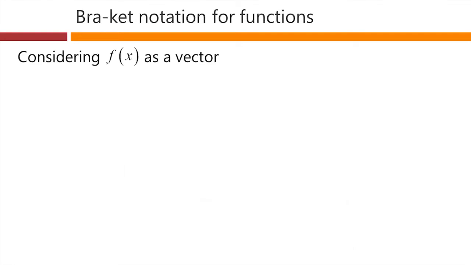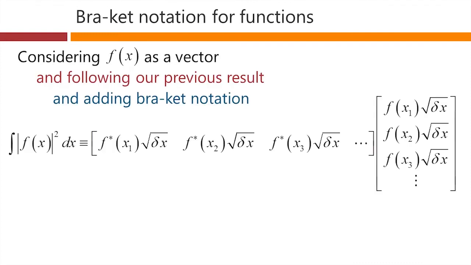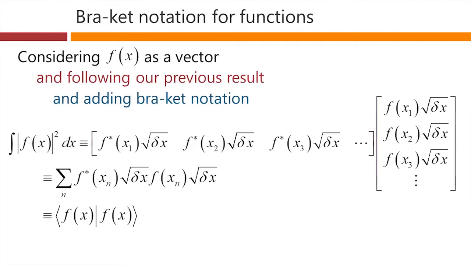Bra-ket notation for functions is very useful when we consider f of x as a vector. Following our previous result and adding the Bra-ket notation here, we can write out this integral, which we had decided was the product of this bra vector and this ket vector, in a shorthand notation.